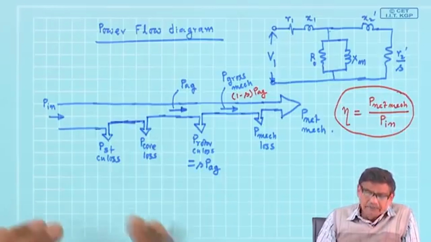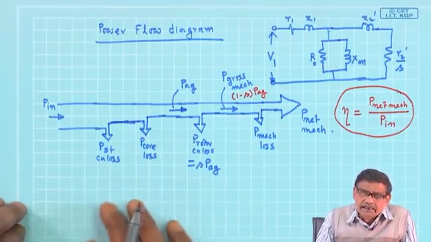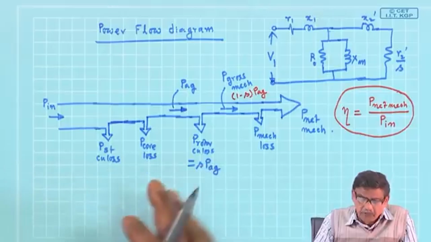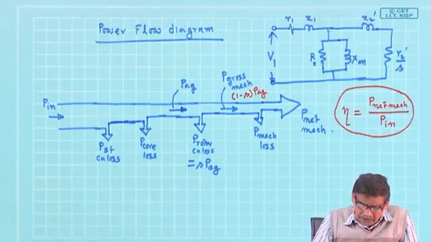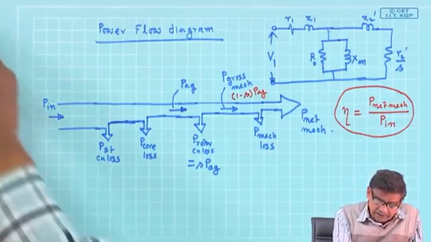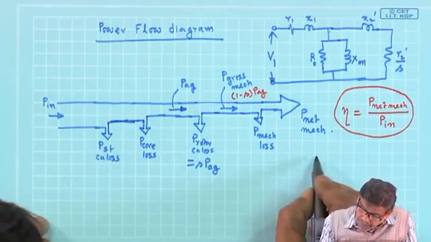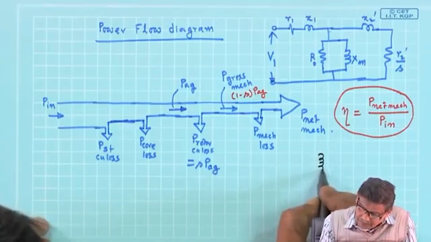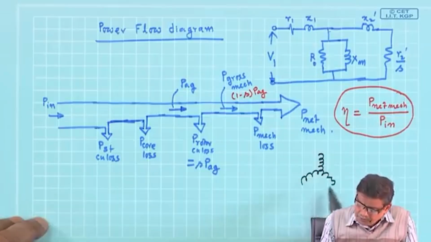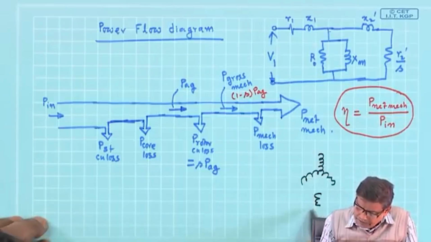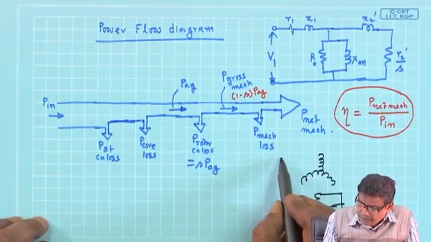Now, sometimes you will see a little bit of variation in this power flow diagram because of convenience. What do I mean by this? Listen to this point carefully. Suppose an induction motor is there, it could be cage or slip ring, whatever it is. This is the rotor. I have given supply.